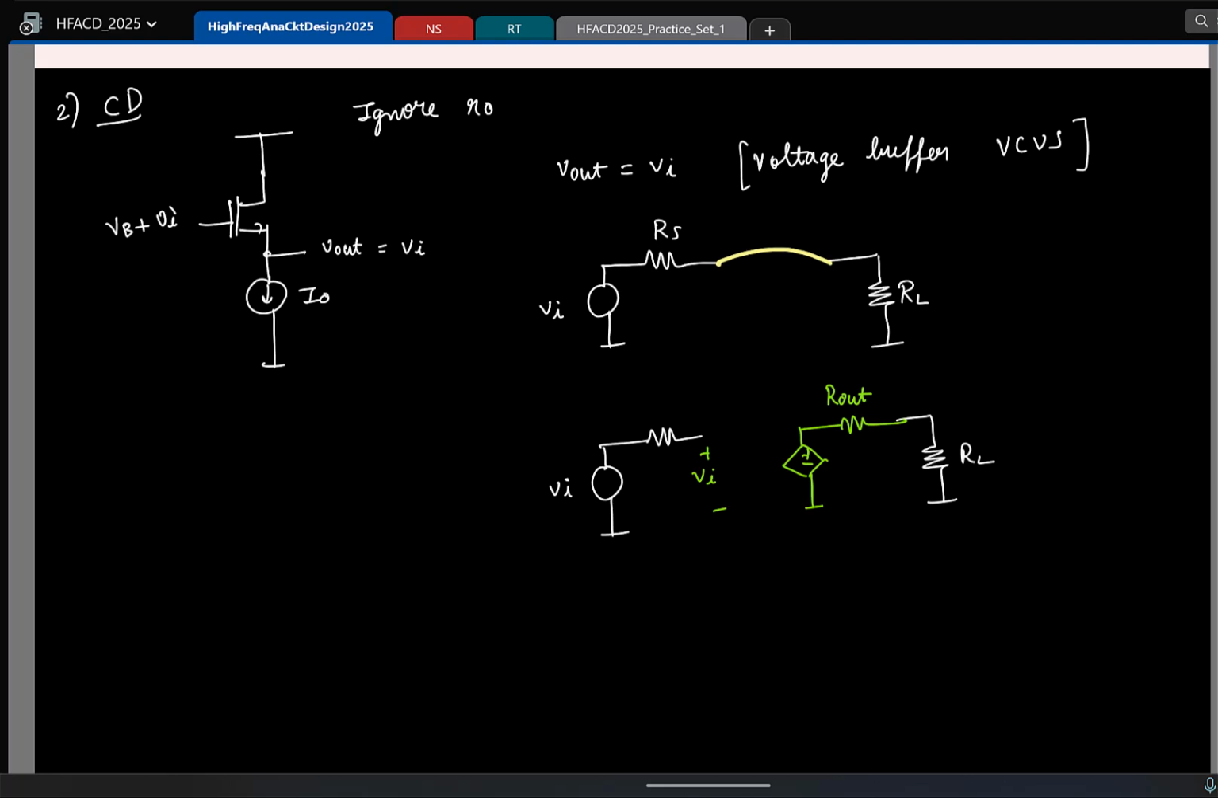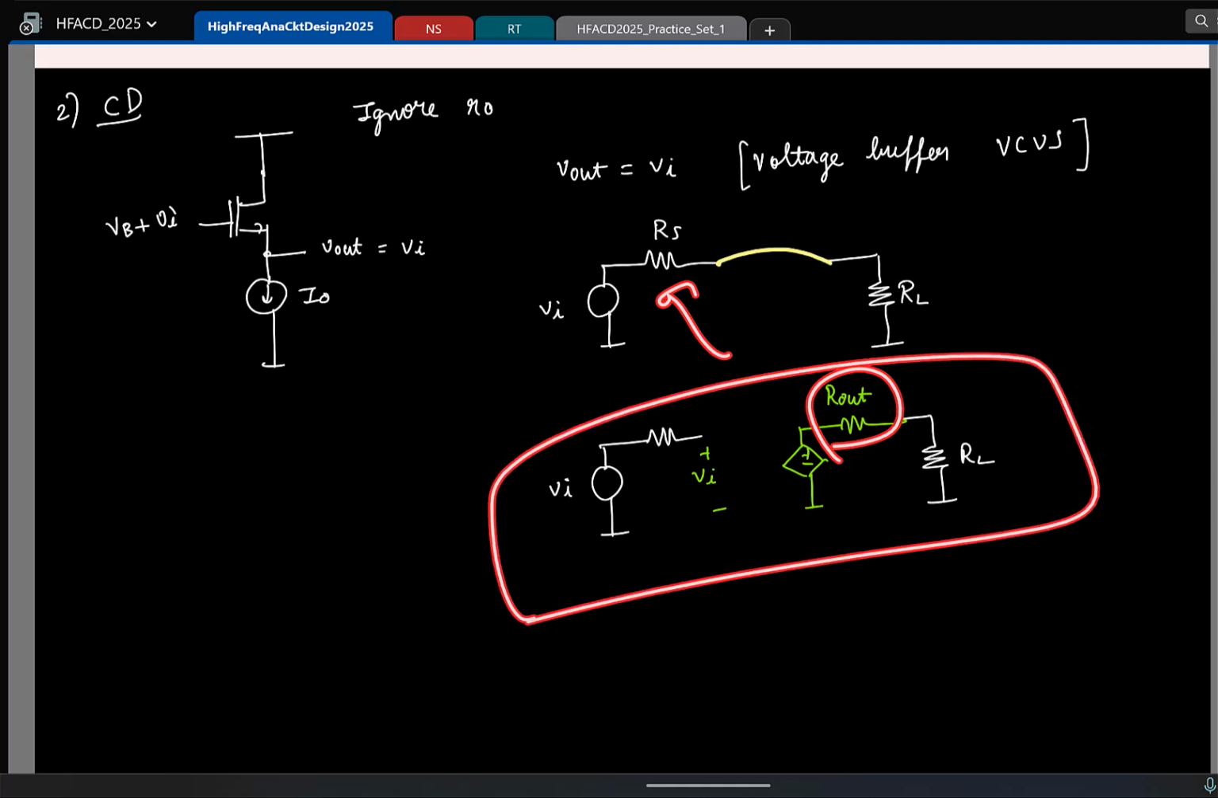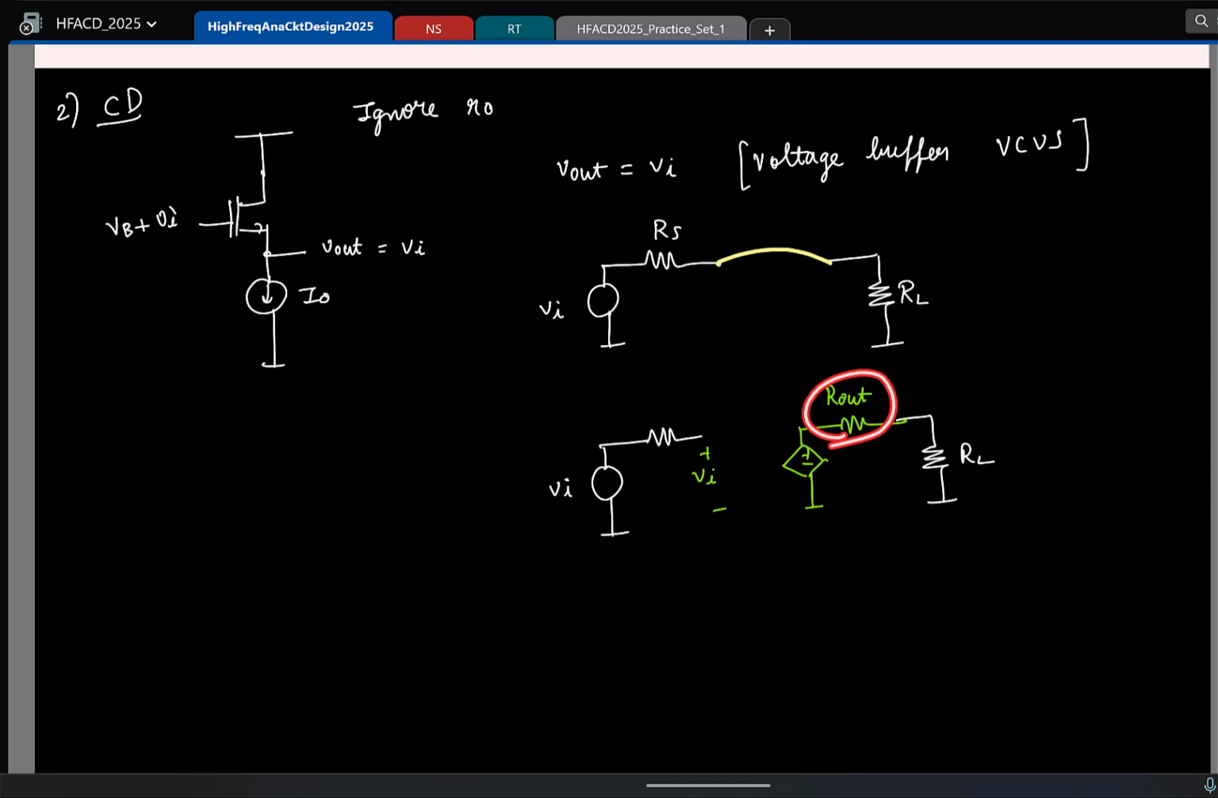If let us say R out is much larger than RS, the fraction of voltage appearing here will be higher than what appears here, right? So obviously R out should be at least smaller than RS. Else, if R out is greater than RS, there is no point in doing this. I could as well have done this, right? So that's why if R out is smaller than RS, it is fine, and that's about it.